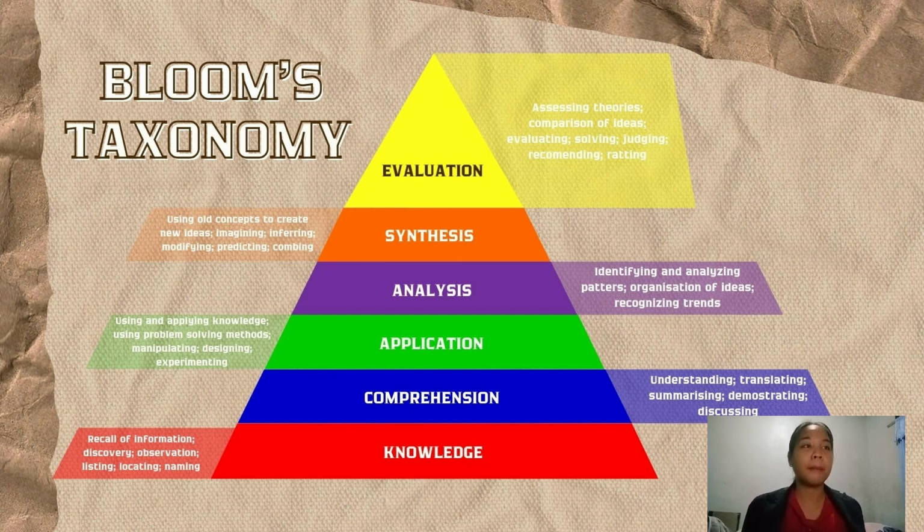So, from the high level of cognitive levels of learning is evaluation. So, evaluation: assessing theories, comparison of ideas, evaluating and solving, judging, recommending, and rating. So, evaluation is just focused on justify decision and assess value. So, that is Bloom's taxonomy, the cognitive levels of learning.